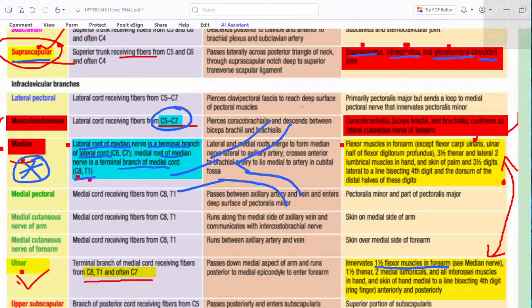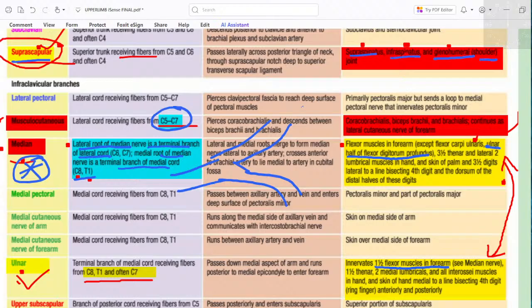Now their supply, very important. Median nerve gives supply in the anterior aspect of the forearm, the flexor muscles in the forearm, except flexor carpi ulnaris, because its name is ulnaris, so of course it will be supplied by the ulnar nerve. And the other is the ulnar half of flexor digitorum profundus, both ulnar related. These are anterior compartment muscles of the forearm, the flexor compartment.